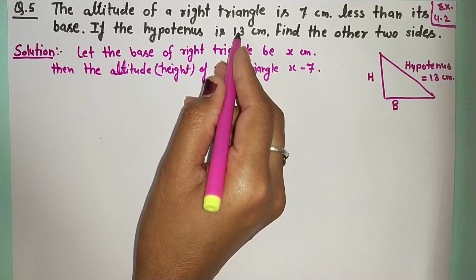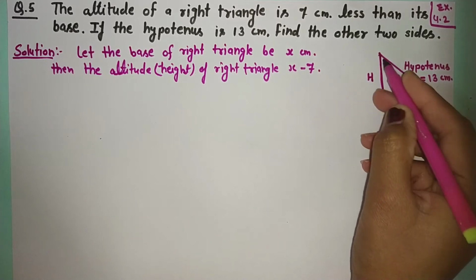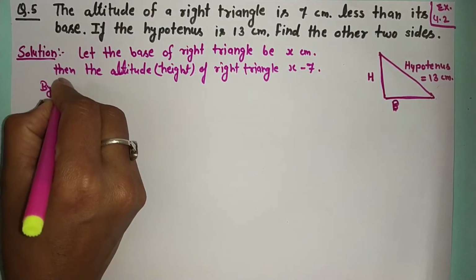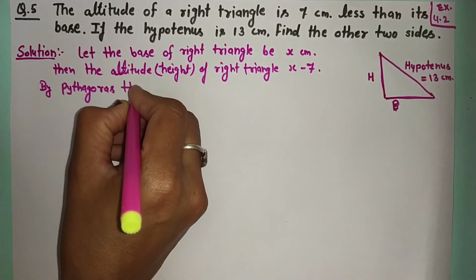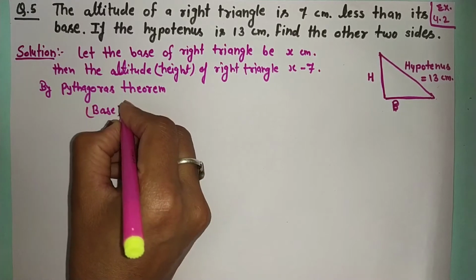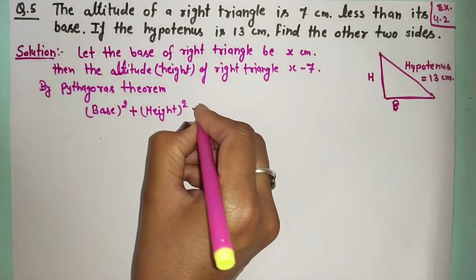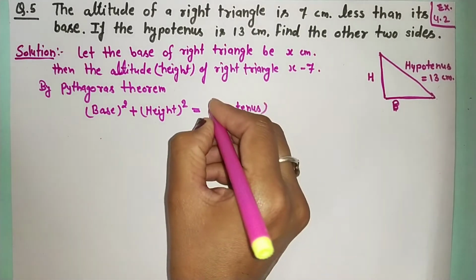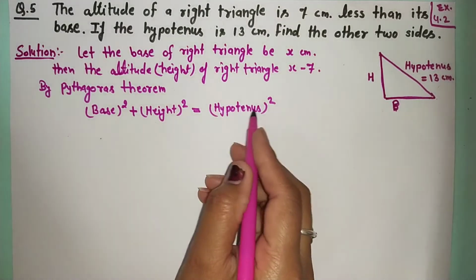It is given that the hypotenuse is 13 centimeter. We know that in a right triangle, this is the base, this is the height, and this is the hypotenuse, and by Pythagoras theorem, base square plus height square is equal to hypotenuse square. This is the Pythagoras theorem.